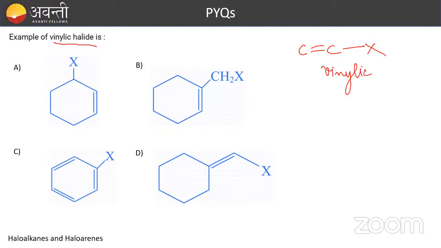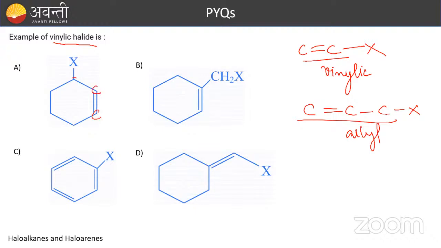So can you understand the difference between allyl and vinyl? Allyl means carbon-carbon double bond, single bond, and then X. So this is allyl. And carbon-carbon double bond with X means it is vinyl. So now you check which option is having this. In option A, we have a carbon-carbon double bond and a carbon-carbon single bond. So this will go in allyl, so it is not the answer.